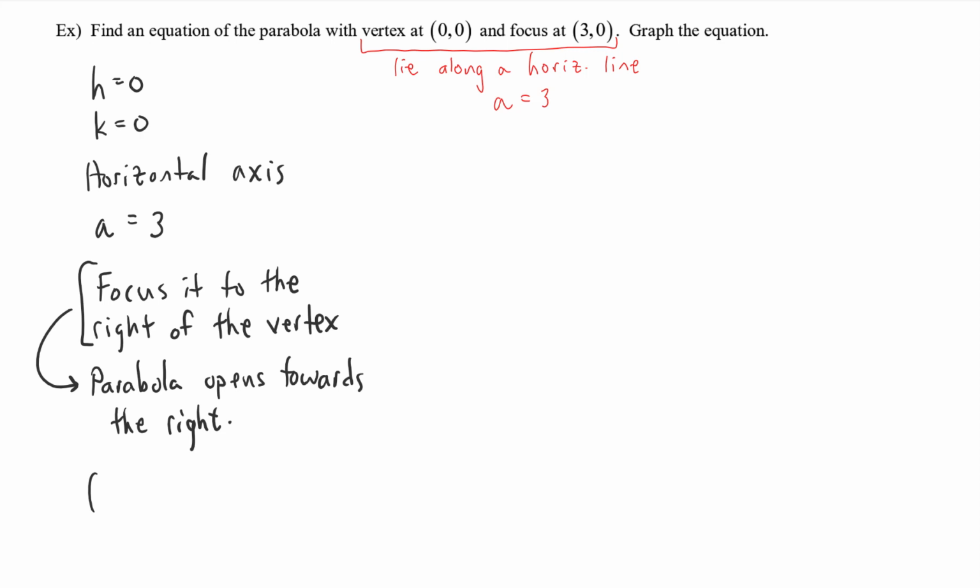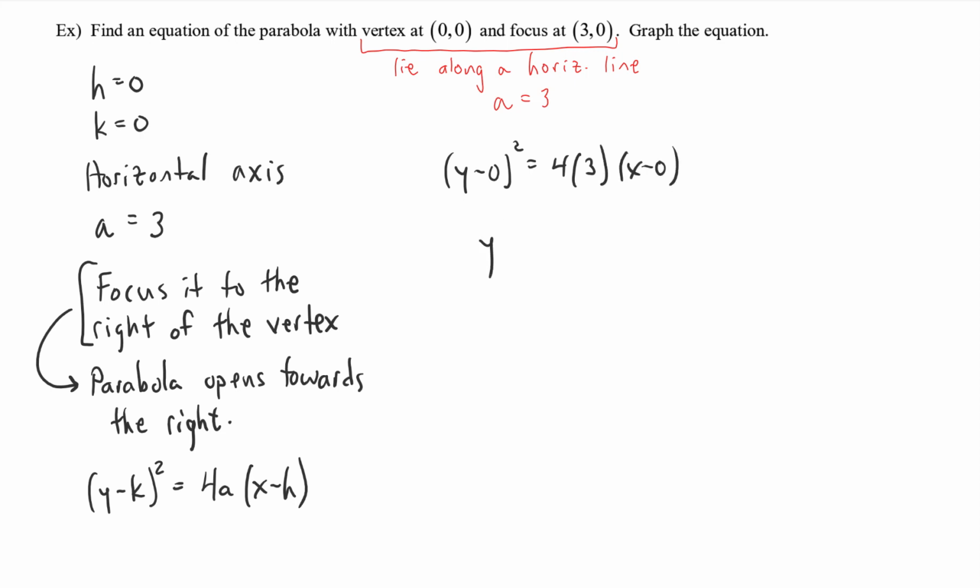So it's going to be y minus k squared equals positive 4a times x minus h. So now let's plug everything in. So it'd be y minus 0 squared equals 4 times 3, x minus 0. So we'd get y squared equals 12x. That's the equation for that parabola. Now it says graph the equation, but I forgot to delete that.